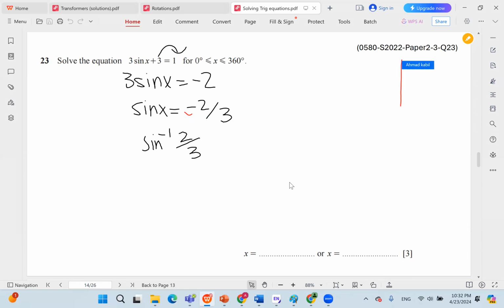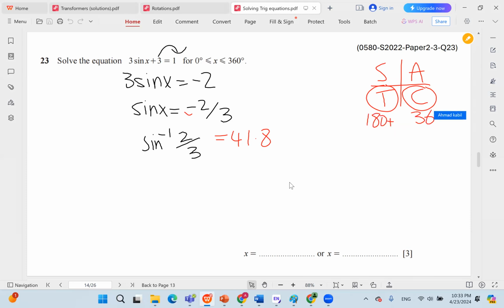So for the asterisk rule here, we have sine and negative. So instead of picking A and S, we're going to pick the other two quadrants, which are T and C. So shift sine 2/3 on the calculator gives us 41.8. This is the calculator value for the A quadrant solution. So we're ignoring that and we're taking T and C. Remember that T is 180 plus and C is 360 minus. So therefore, we do 180 plus and 360 minus.